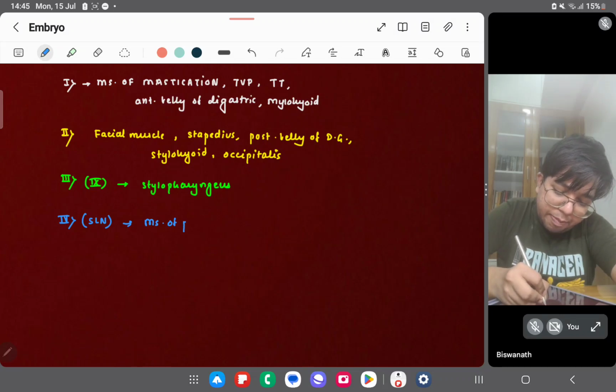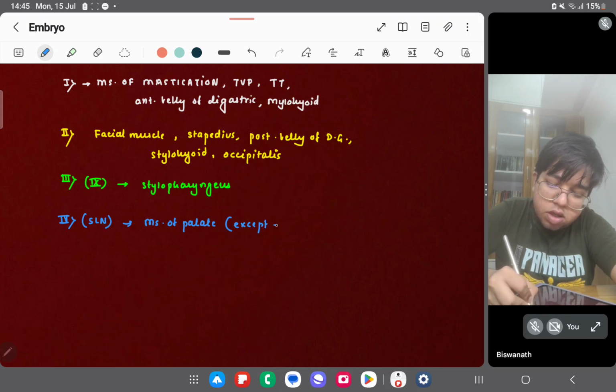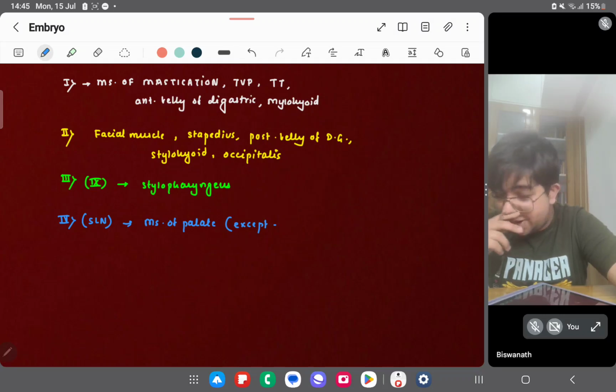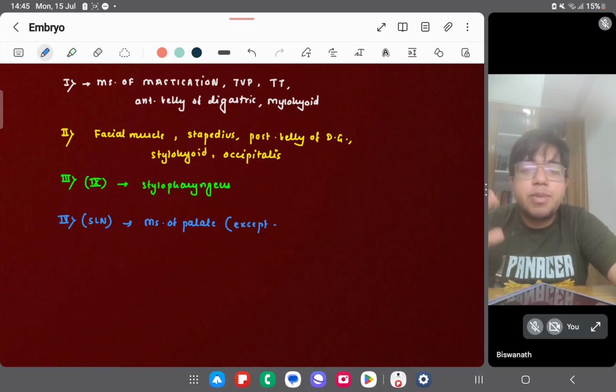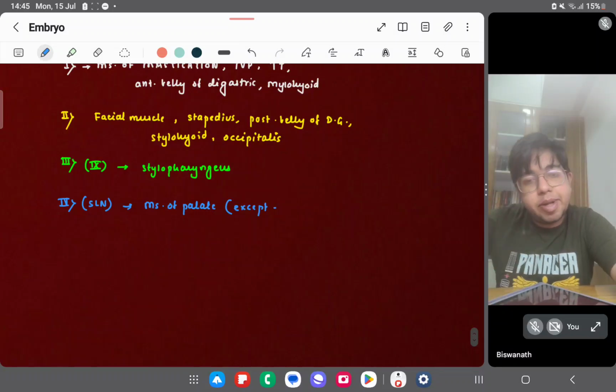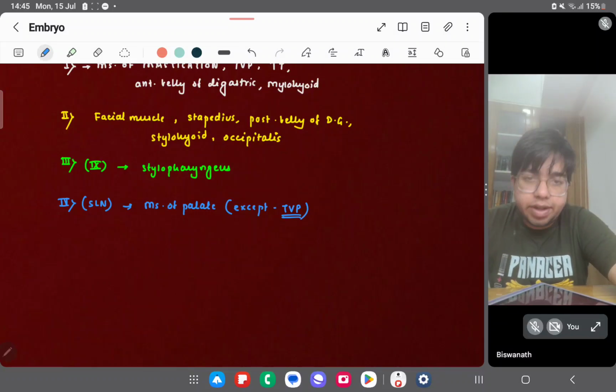Superior laryngeal nerve supplies all the muscles of palate. All the muscles of palate. What is the exception? Write it here in the comment section. Okay, muscles of palate except tensor veli palatini, because tensor veli palatini is supplied by the first arch, right? Except TVP, tensor veli palatini is supplied by the first arch.